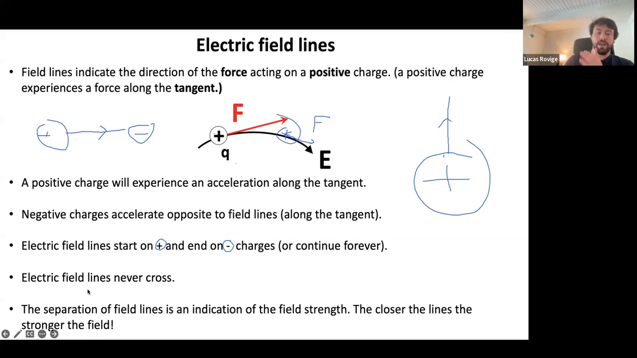And again, another similarity with the flow lines from the fluid chapter is that the separation between field lines indicates the strength of the field and how it evolves. So if you have closer field lines, it means that your field is getting stronger. And conversely, if your field lines are getting far apart, it means that your electric field is getting weaker. And so you can use that to estimate how your electric field evolves spatially.